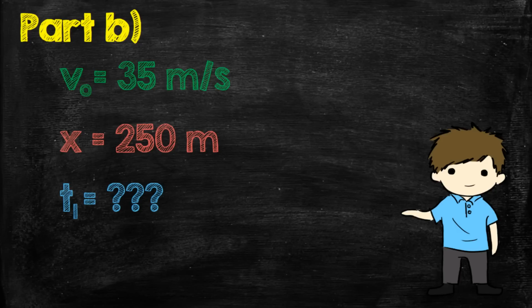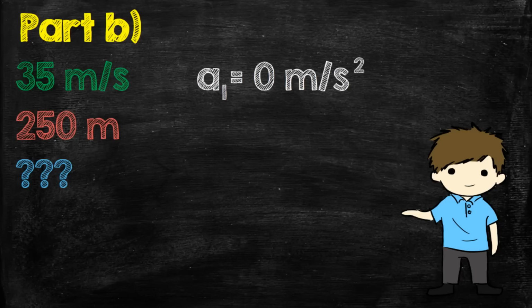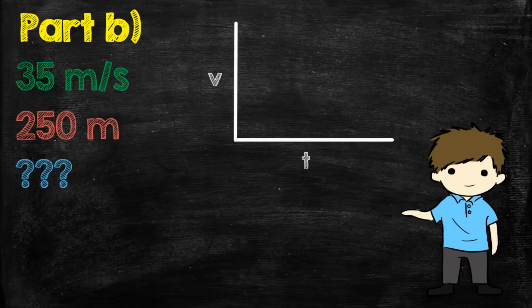In order to do this, because we have a changing acceleration, in the first part there's no acceleration, and the second part is what we found in part A, we need to draw a velocity versus time graph. This should look like a horizontal line at 35 for when there is no acceleration, and a straight line going down to 0 after the brake is pulled.